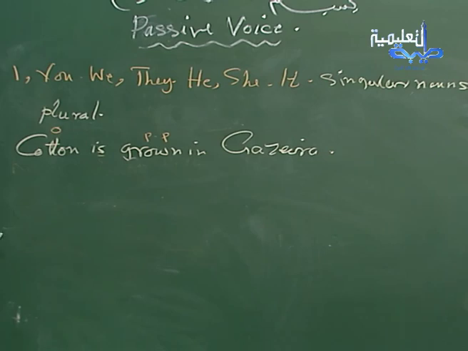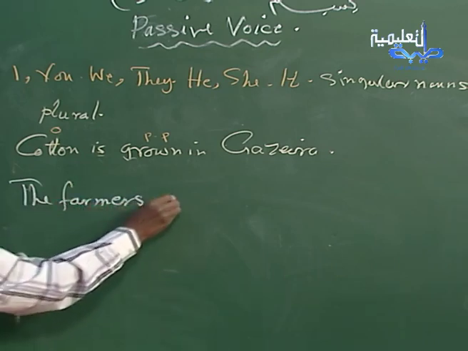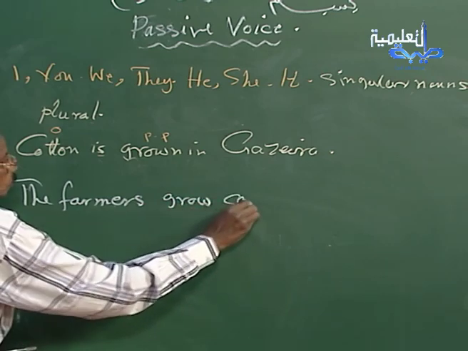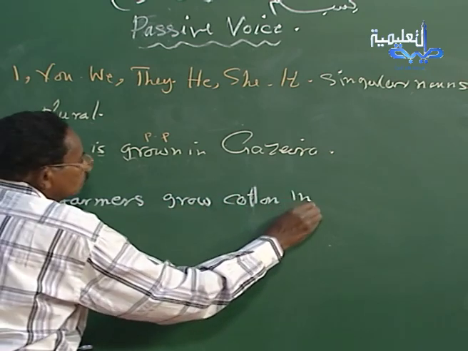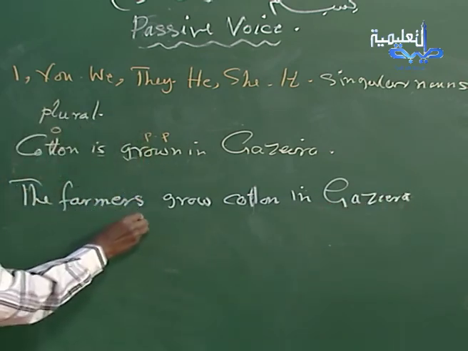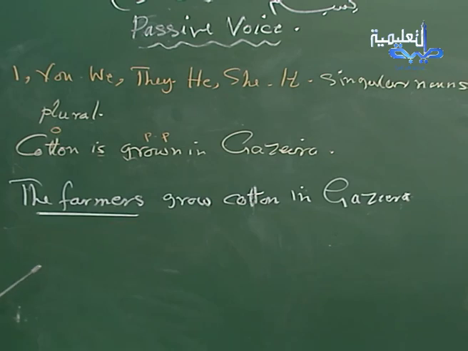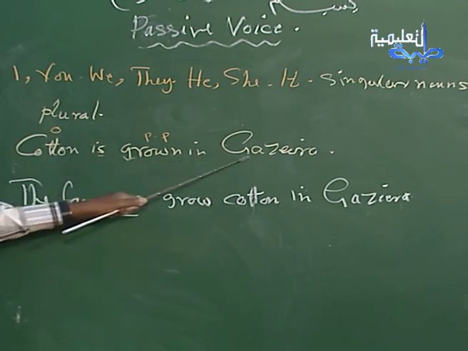The real question: the farmers grew cotton in Jazeera. This is the subject. The farmers grew cotton in Jazeera. You see, this is the subject. But when we change it to passive, we take off the farmers. We say cotton is grown in the Jazeera. Cotton is grown in the Jazeera.